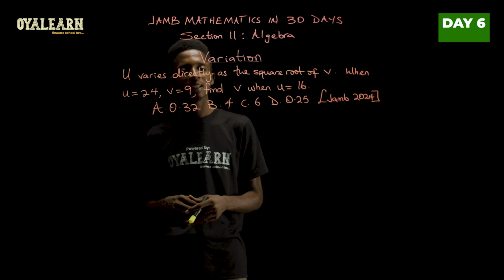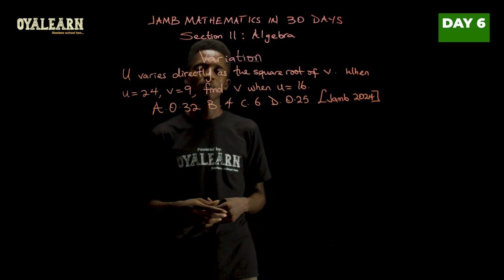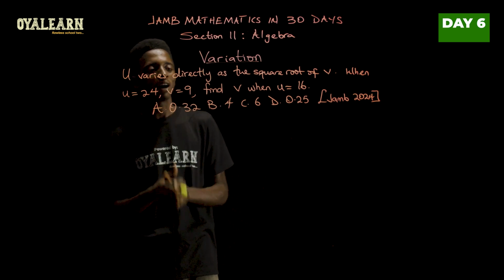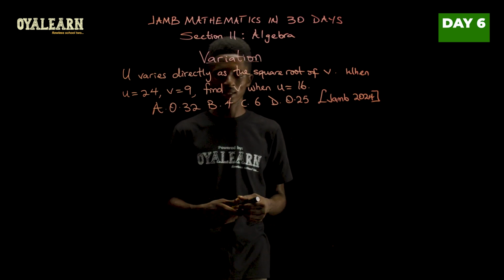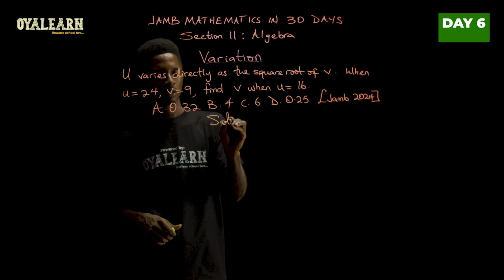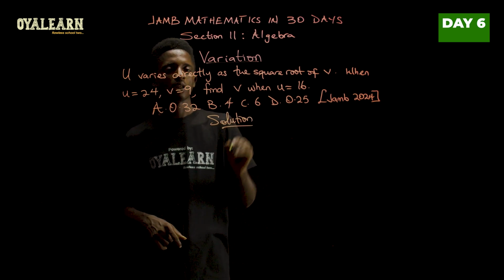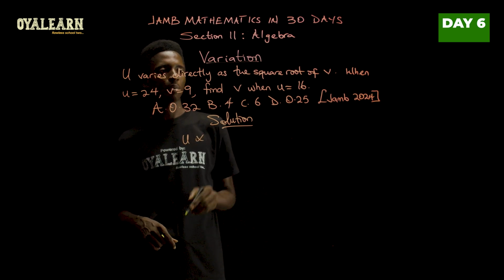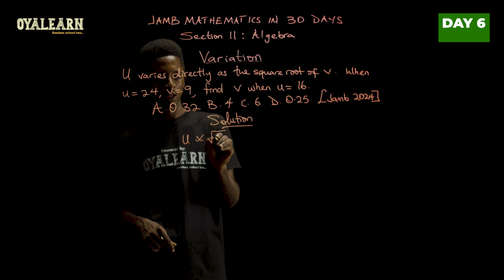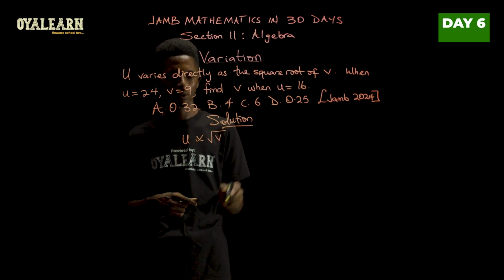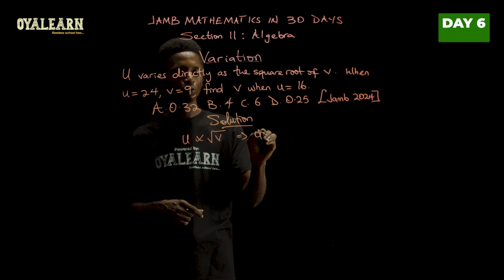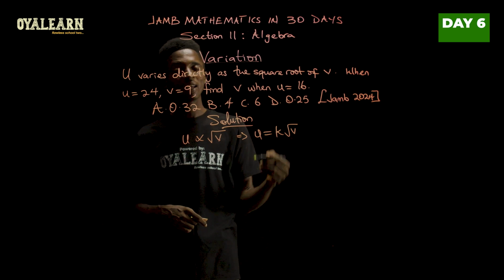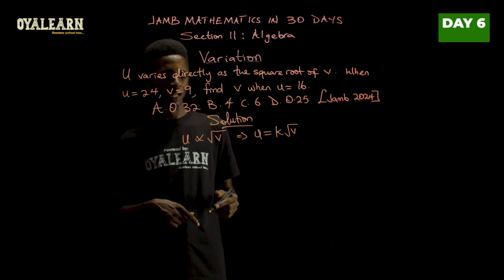U varies directly as the square root of V. When U is 24, V is 9. Find V when U equals 16. Now let's solve this. Now we see that U is directly proportional to the square root of V, so that will be root V. Now this implies that U will equal K times root V, where K is the constant of proportionality.